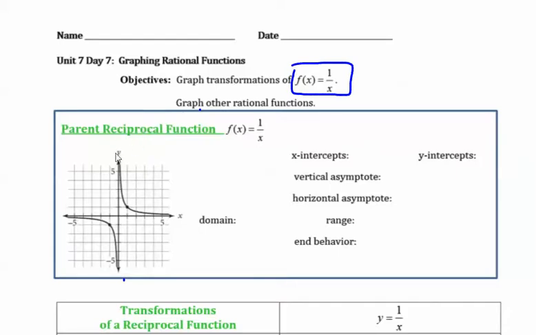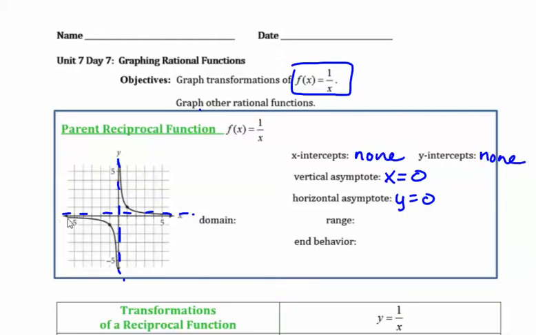It's graphed right here, and it has a vertical asymptote at x equals 0, and a horizontal asymptote at y equals 0. So here's our vertical asymptote, and here's our horizontal asymptote. Because of the asymptotes on both axes, we don't have any x-intercepts or y-intercepts. But this can change with transformations.